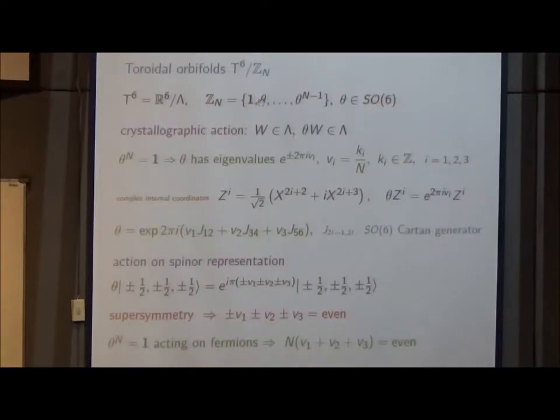Okay. Yes, so all I will do are the toroidal orbifolds of the simplest type. Here the torus is the quotient of R^6 by some lattice. That is also important: one has to specify the lattice. It's some 6-dimensional lattice.